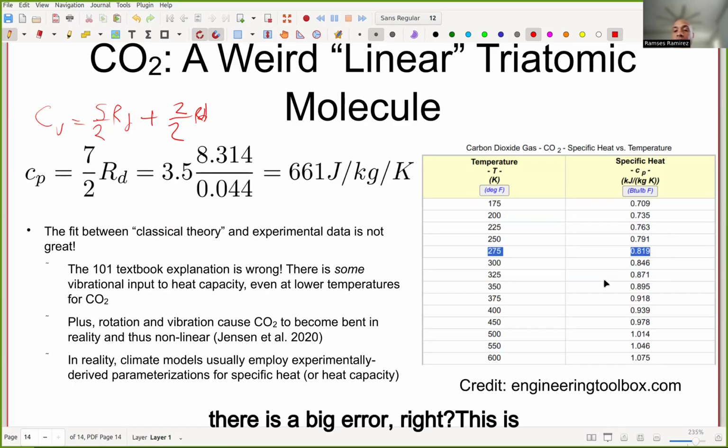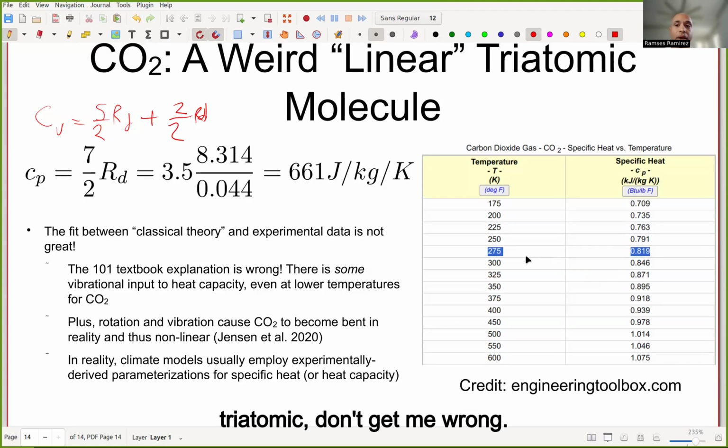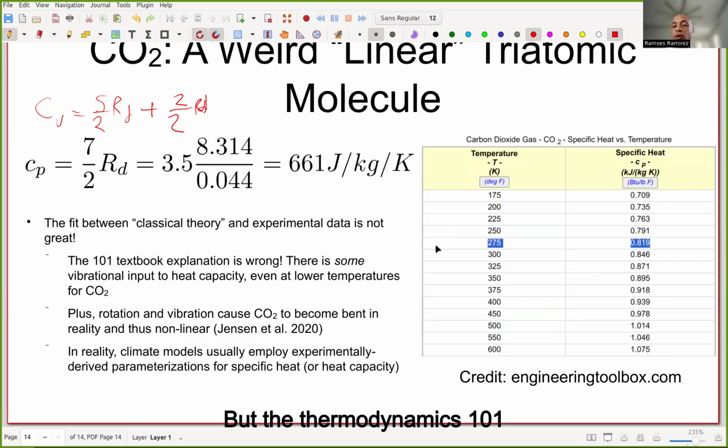So there's a big error, right? This is not within 1% or 2% of the experiments, like the others. Our value is more like 20, 30 or more percent error. And so why is that, right? It's because CO2 is not really a linear triatomic molecule. It is triatomic, don't get me wrong, but the thermodynamics 101 textbook explanation is wrong.